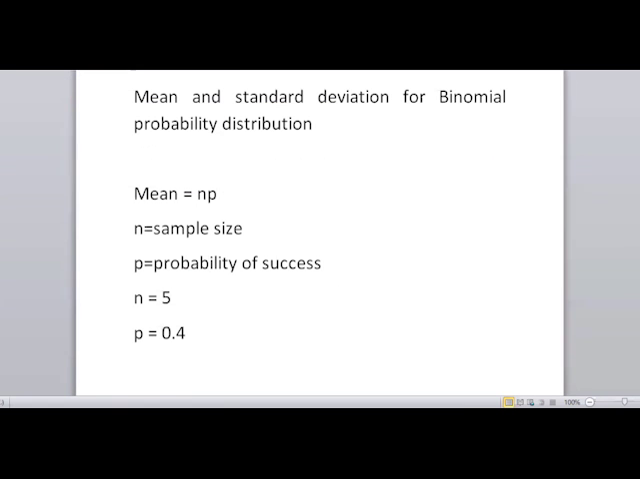Therefore, if the probability p of success is 0.4 and the sample size is 5, our mean becomes 5 multiplied by 0.4, which will give you 2. Okay, this one is straightforward, unless someone has a challenge. So that is the mean.